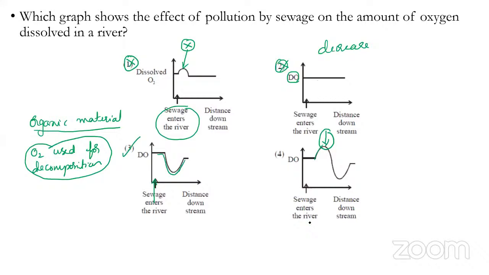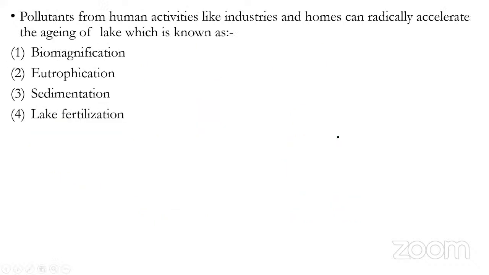I can see username by Geeta G. Radhput giving the answer as G. It cannot be G because the dissolved oxygen will not increase as the sewage enters. It will definitely decrease. I hope it is clear. Answer should be either A, B, C, or it should be third one, but not D. Next question.